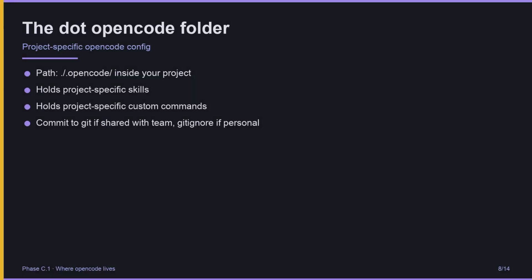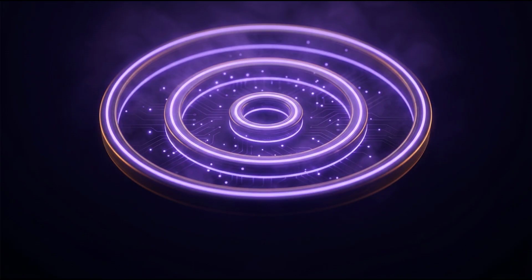Sometimes a project has its own .opencode folder inside it. Path, .opencode inside the project root. This holds project-specific skills and project-specific custom commands. Commit it to Git if it's shared with the team. Add to .gitignore if it's personal to you. Project folder is yours. .opencode is shared. .config is personal.